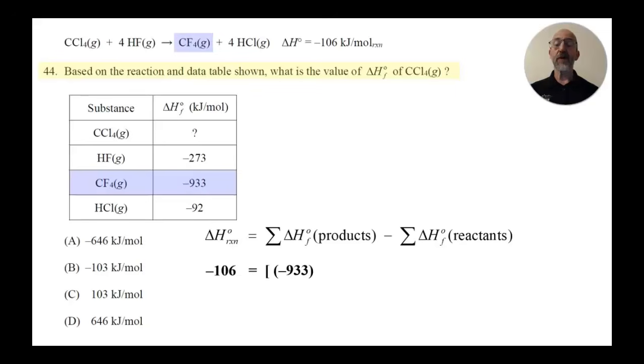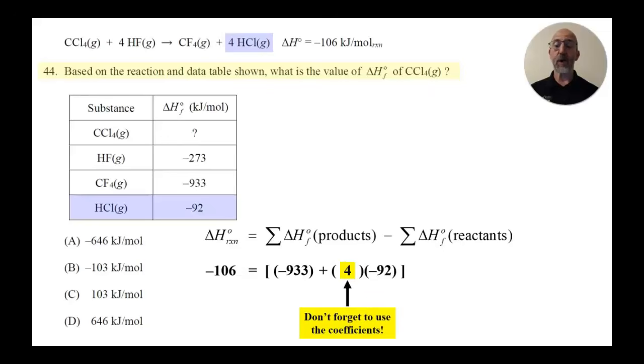And the other product that I see is HCl. Now, be careful. Watch out for this mistake, because in the table it says that the delta H of formation for HCl is negative 92, but there is a coefficient of 4 in the balanced chemical equation. So don't forget to use the coefficients when you set up your calculation involving this enthalpy of formation, products minus reactants. All right, we are done with all of the products.